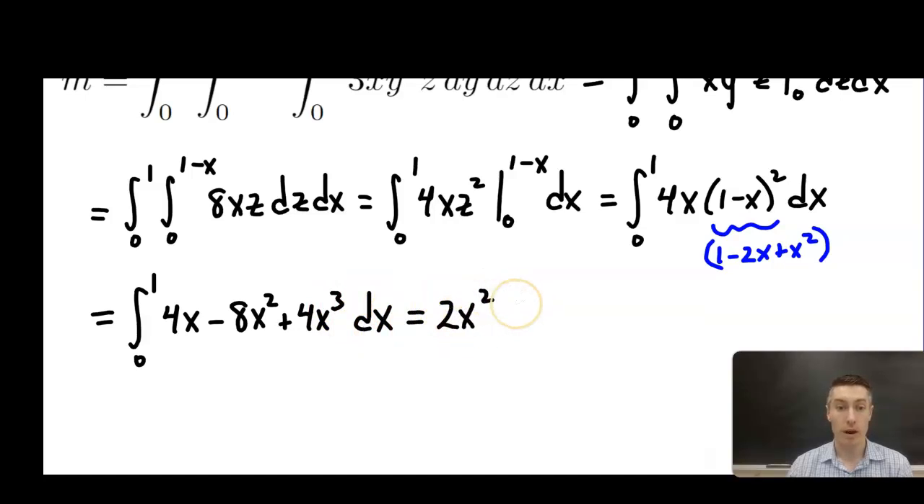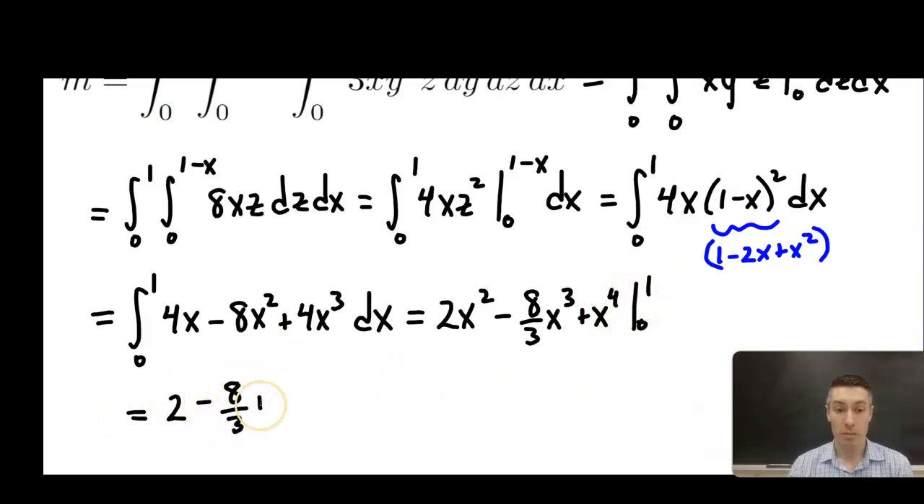So we get 2x squared minus 8/3 x cubed plus x to the 4th. Evaluate that from 0 to 1. So 2 minus 8/3 plus 1. So 3 minus 8/3. So that's 9/3 minus 8/3, which is 1/3. So the mass of this region with the given density function is 1/3.